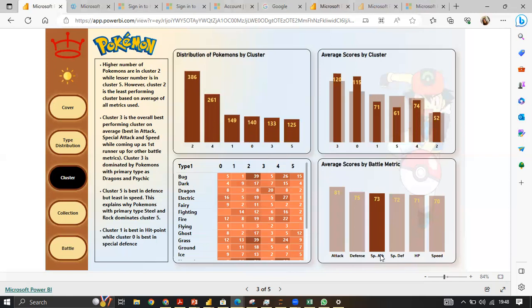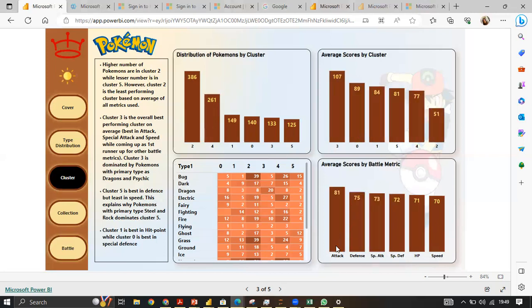Let's also note that cluster 3 is always coming. If it's not first, it's second, which obviously contributed to its being the best cluster. So for defense, while cluster 5 is best in defense, cluster 3 is the best runner-up. Talking about special defense, we see that cluster 0 is best in special defense, followed by cluster 3. On hit points, cluster 1 is best, followed by cluster 3. Then on speed, cluster 3 is leading.